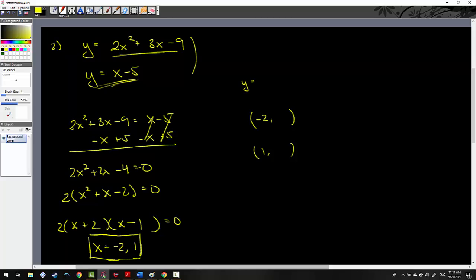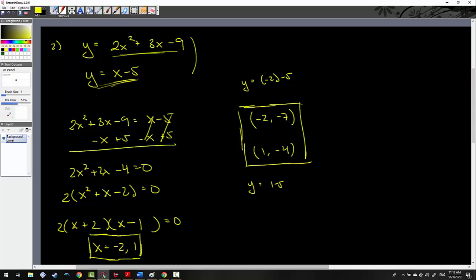So y equals negative 2 minus 5 and y equals 1 minus 5. This guy's easier. I get a negative 4. This guy isn't too bad himself. Negative 2 minus 5 is negative 7. And those are your two coordinates of intersection.